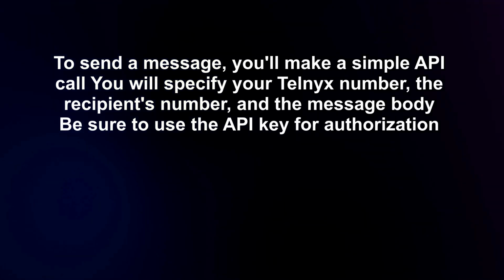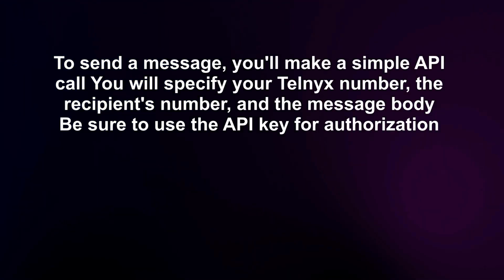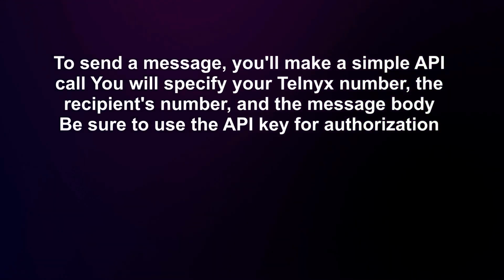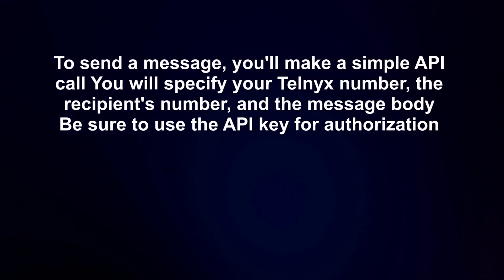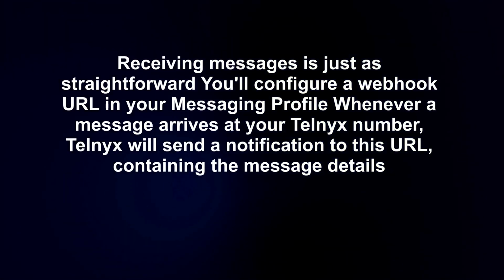To send a message, you'll make a simple API call. You will specify your Telnyx number, the recipient's number, and the message body. Be sure to use the API key for authorization. Receiving messages is just as straightforward.